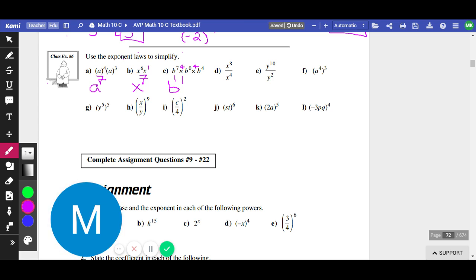Awesome. For D, we have division. They're same base. I'm going to keep saying that so it breaks into your brain. We have x and x. Division means you subtract, so it's top from bottom. This would be 8 minus 4 is x to the power of 4. For E, same thing, same base. It's y and y. It's division, so it's 10 minus 2. Become y to the power of 8.